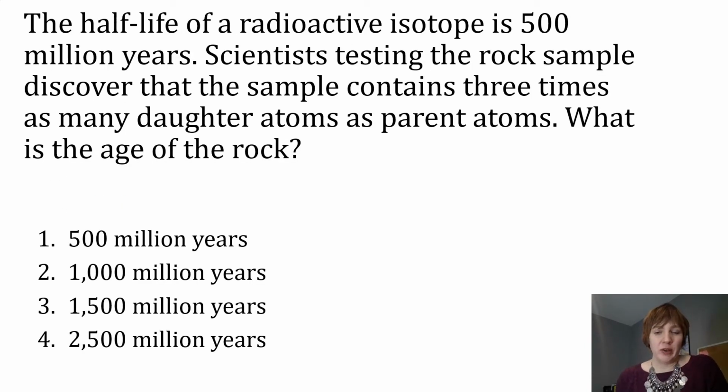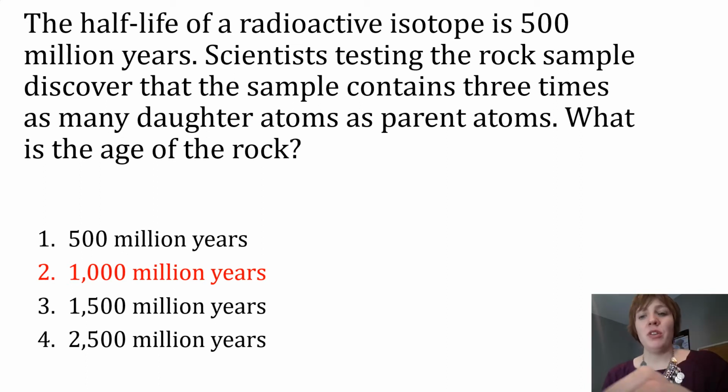The half-life of a radioactive isotope is 500 million years. Scientists testing the rock sample discovered that the sample contains 3 times as many daughter atoms as parent atoms. What is the age of the rock? All right, so if you selected 1,000 million years, awesome job. Now, this one's a little bit more complicated, so let's talk about it in some more depth.